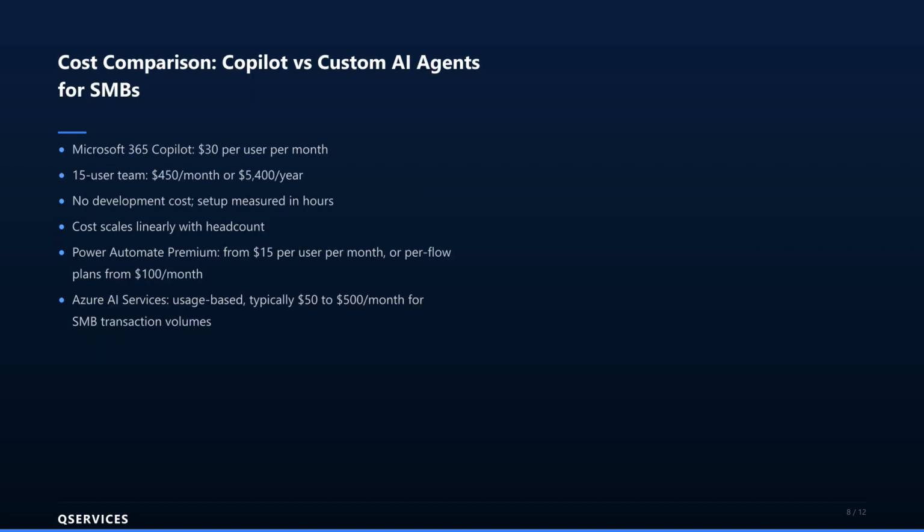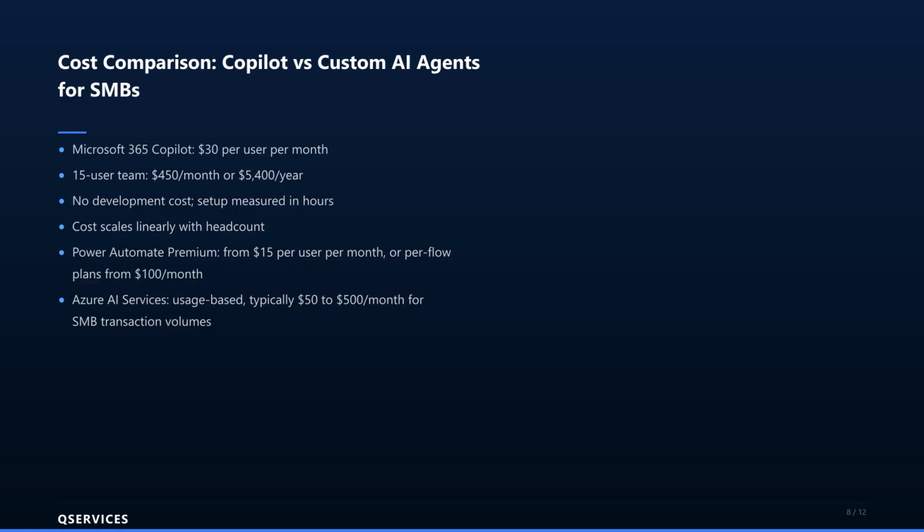Cost comparison: Copilot versus custom AI agents for SMBs. Cost is often the deciding factor for small businesses. Here is a realistic breakdown for a 15-person SMB. Microsoft Copilot costs. Microsoft 365 Copilot, $30 per user per month, 15 user team, $450 per month or $5,400 per year. No development cost. Setup measured in hours. Cost scales linearly with headcount.